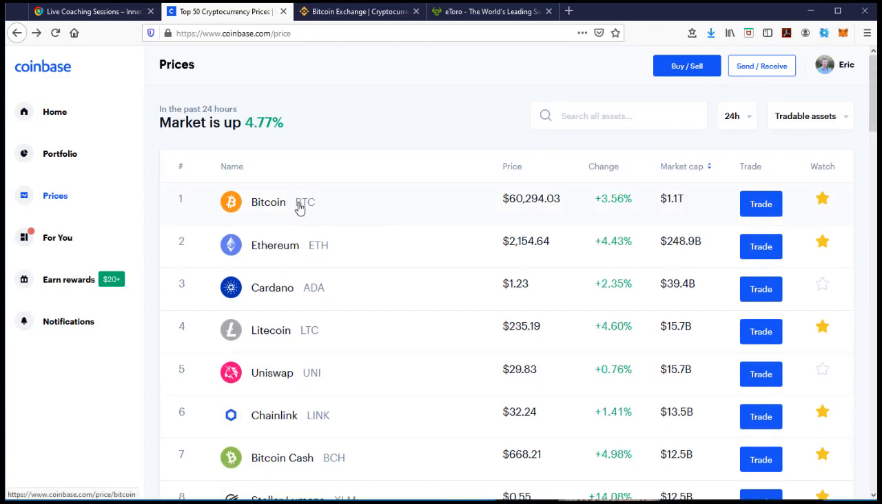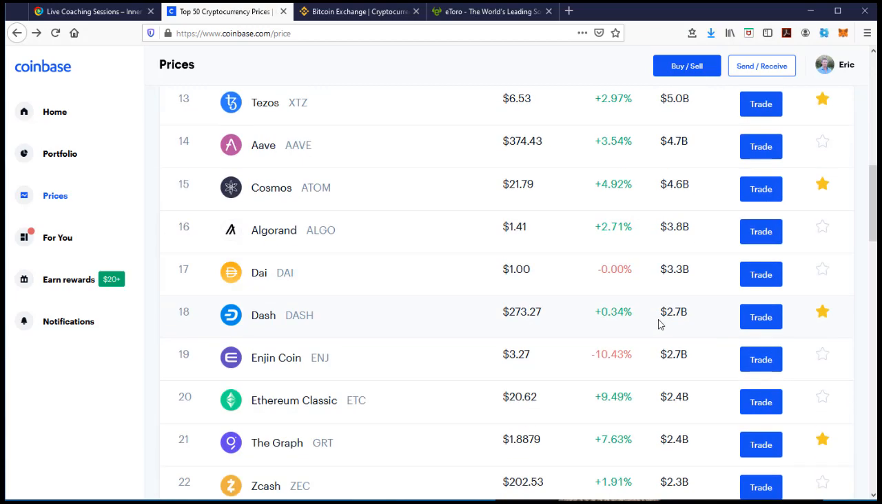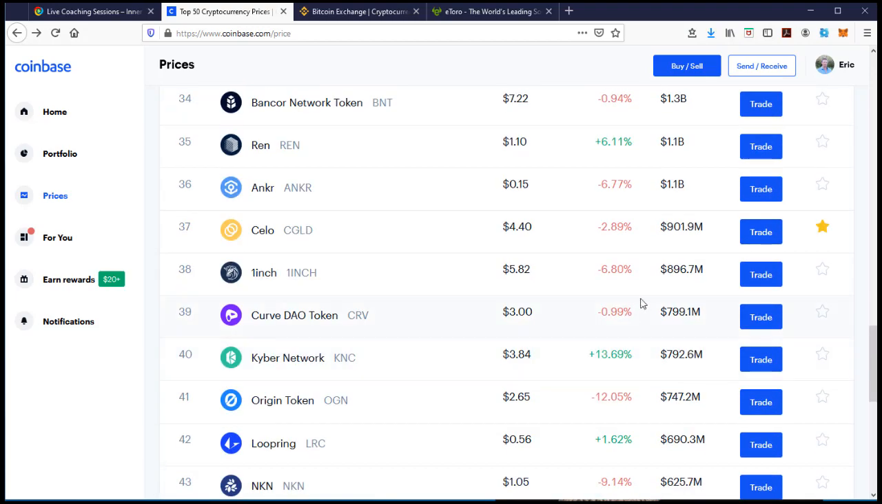Right now they're listed in order by market cap. Market cap means the total value of all of that cryptocurrency in existence. Right now, the total value of all the Bitcoin in existence is $1.1 trillion. The next biggest one on Coinbase is Ethereum. The total value of all the Ethereum in existence is $248.9 billion. The next one is Cardano, $39 billion. Then we've got Litecoin at $15 billion, Uniswap also at $15 billion, Chainlink at $13 billion, and so on. Okay, 53 of them.